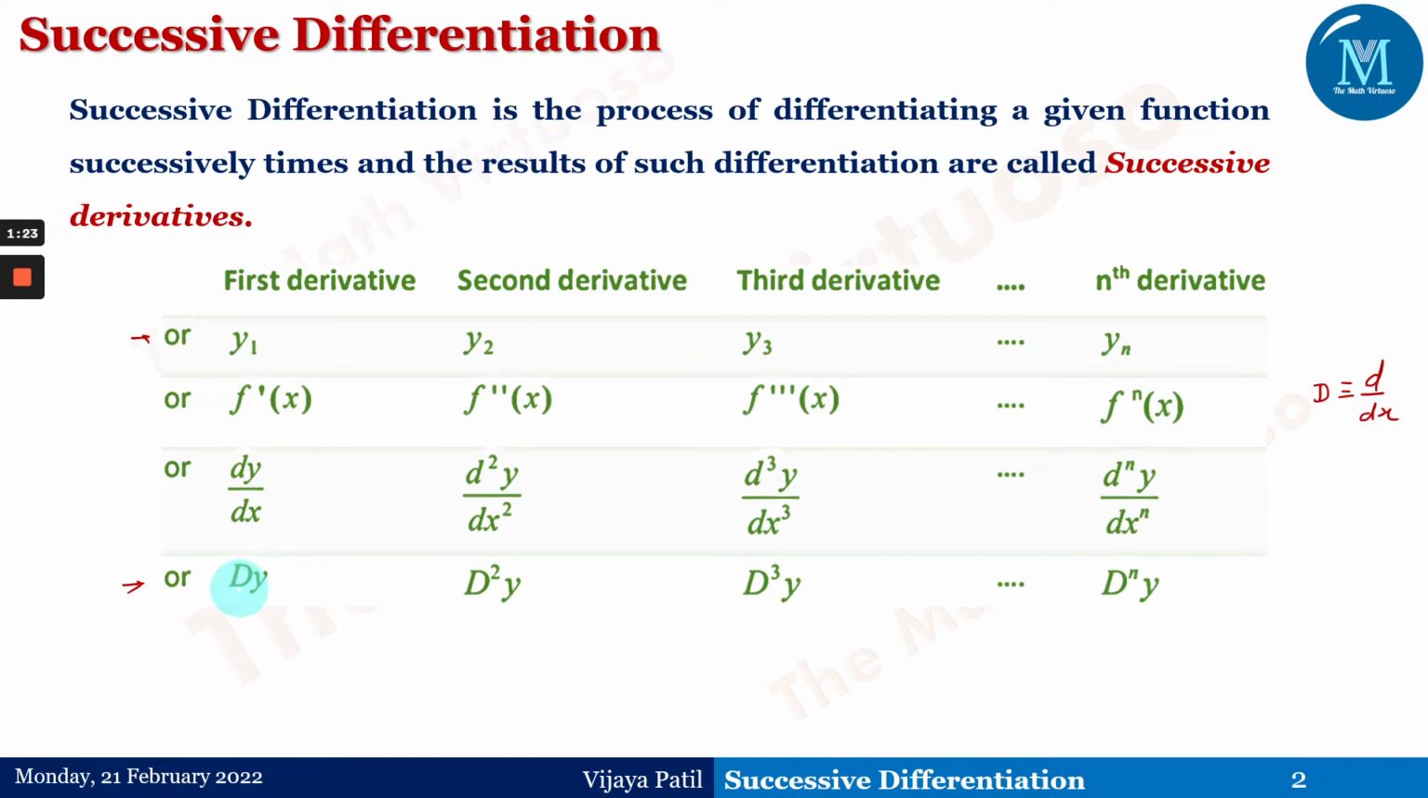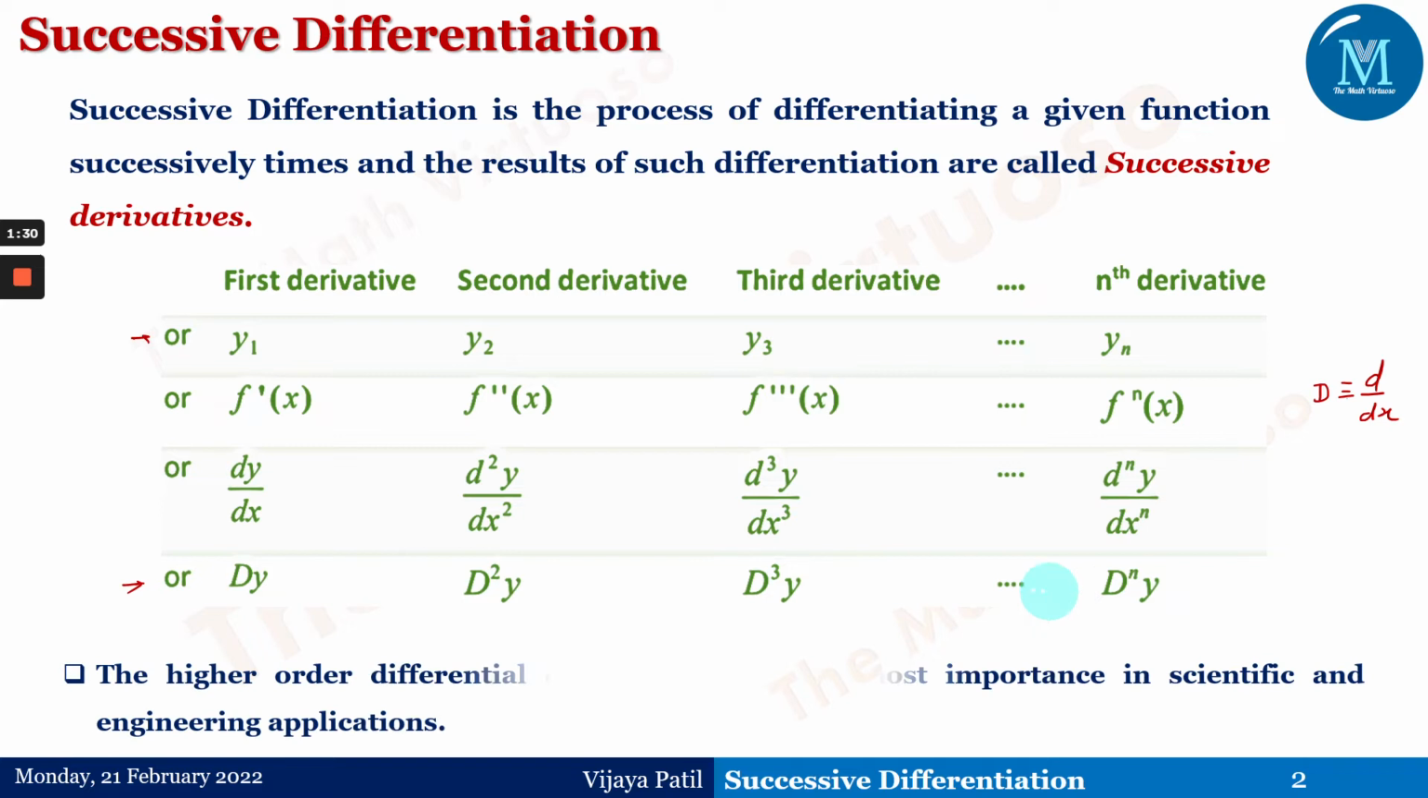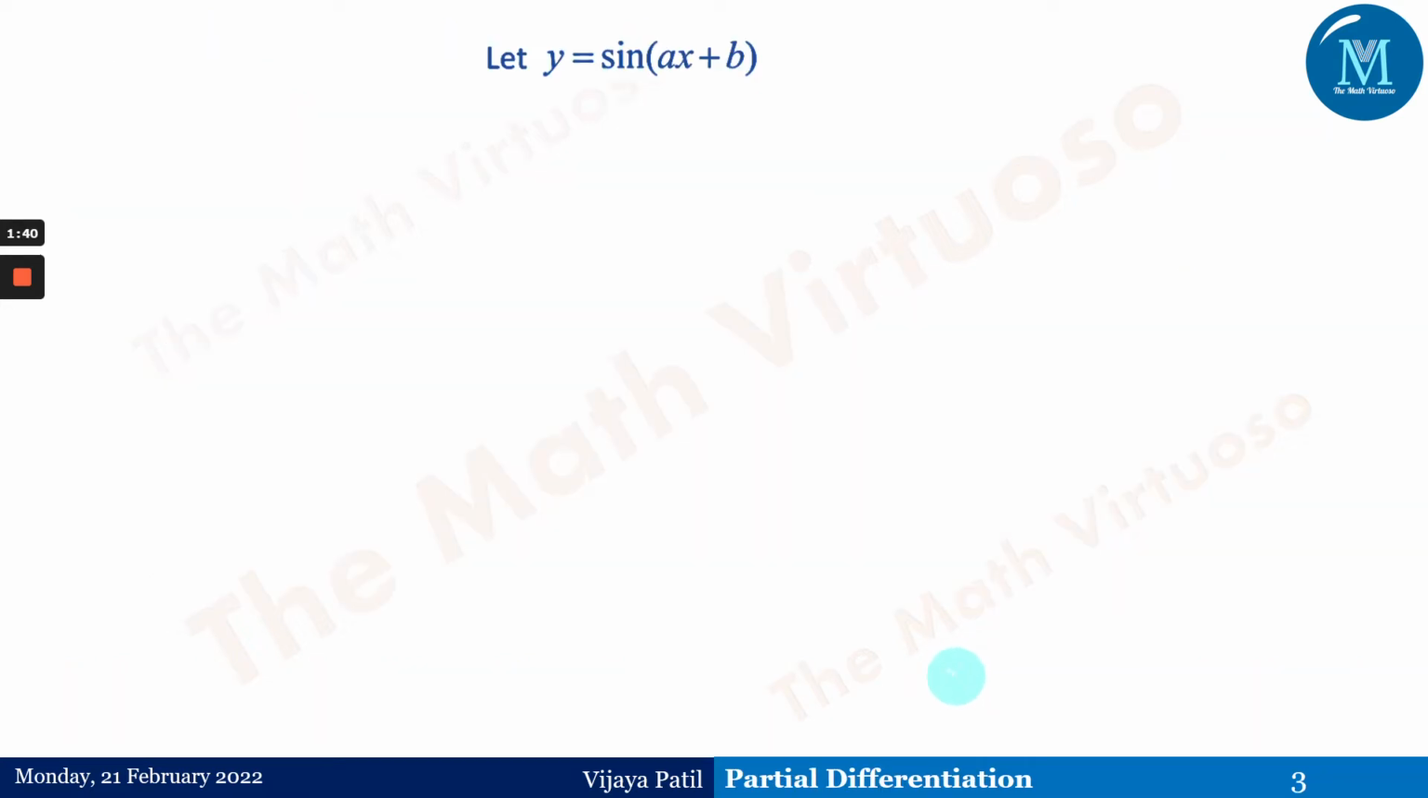So this operator D is operated on y, giving D square y, D cube y, and D to the power n y. The higher order differential coefficients are of the utmost importance in scientific and engineering applications. So let us check this one function. Suppose we have a function y is equal to sine of ax plus b, and we have to generalize this formula. We have to find the nth derivative of y is equal to sine of ax plus b using successive differentiation.